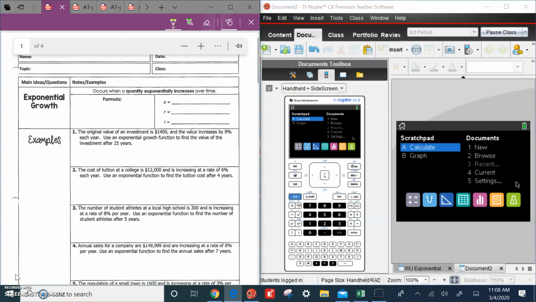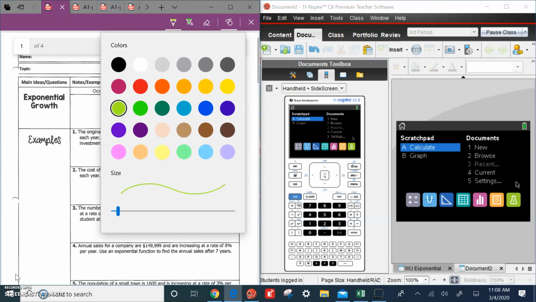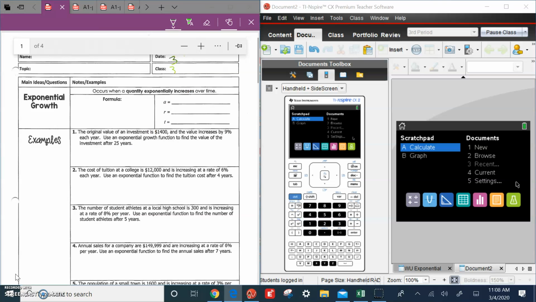Today is March the 4th, 2020. And we're going to be talking about exponential growth and exponential decay in real-world scenarios or word problems.